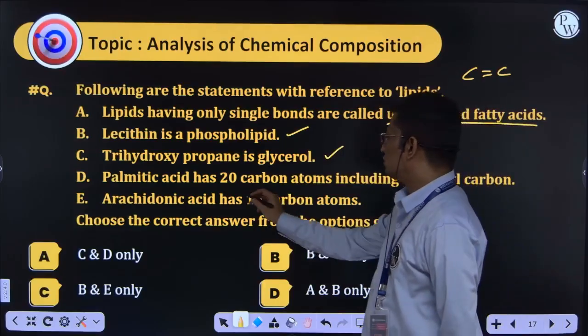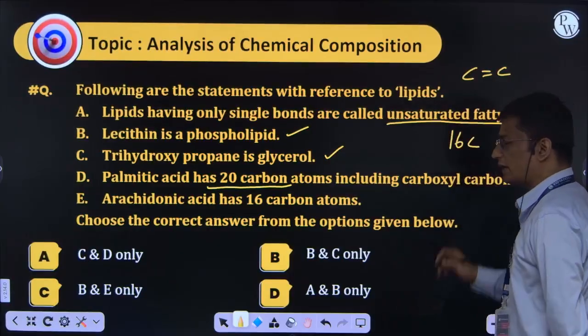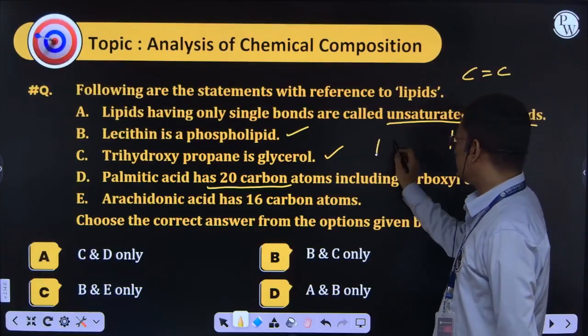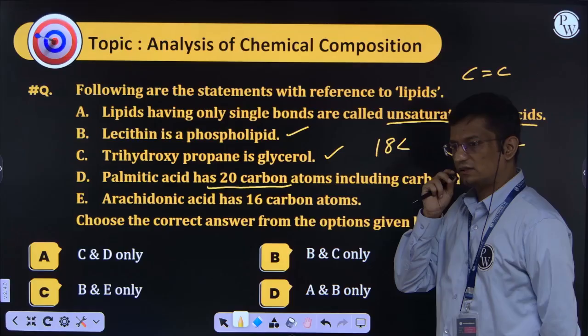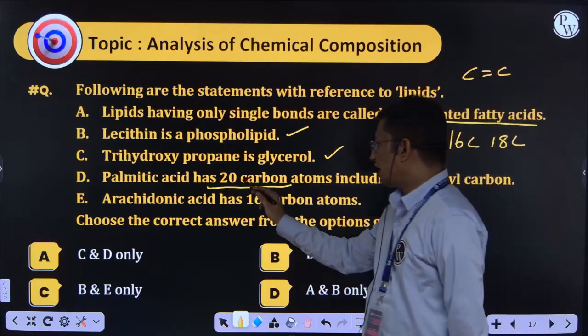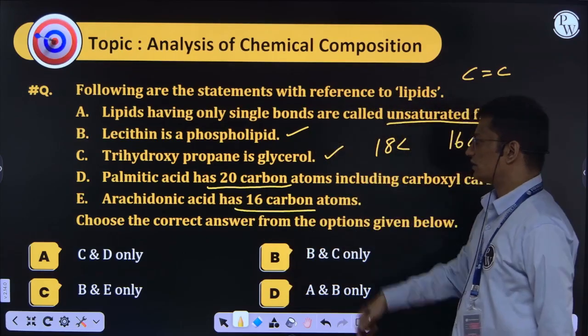Palmitic acid has 20 carbon? Palmitic acid has 16 carbon. 16 carbon is palmitic acid. 18 carbon is stearic acid, oleic acid, linoleic acid, and linolenic acid. Arachidonic acid has 20 carbon, not 16 carbon. So these two options are correct.